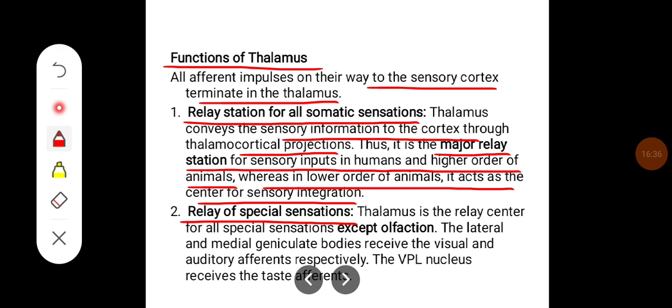It is involved in relay in special sensation. Thalamus is a relay center for all special sensation except olfaction. The lateral and medial geniculate bodies receive the visual and auditory afferents respectively. The ventroposterior lateral nucleus receives the taste afferents.